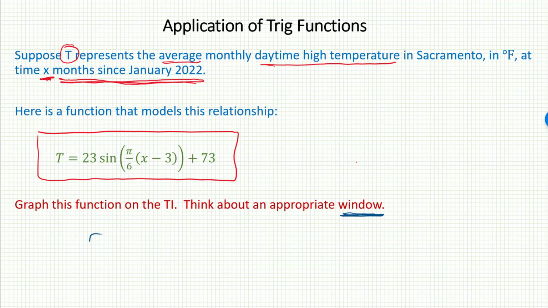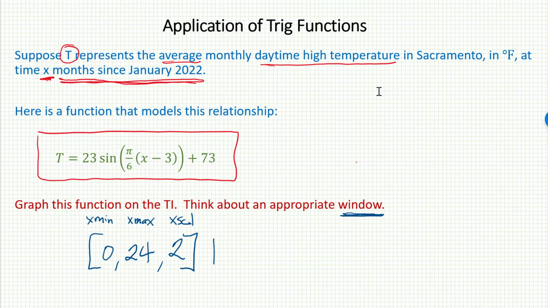Let's start with x. X is the months. Well, let's say I want to see a 2-year period. Then I'm going to have to start at 0 and go out to 24. 24 months would be 2 years. And then what should I count by? It's up to me. How about I count by 2s? So 2, 4, 6, 8, etc. This way of writing down the window represents the minimum x, the maximum x, and the scaling for x.